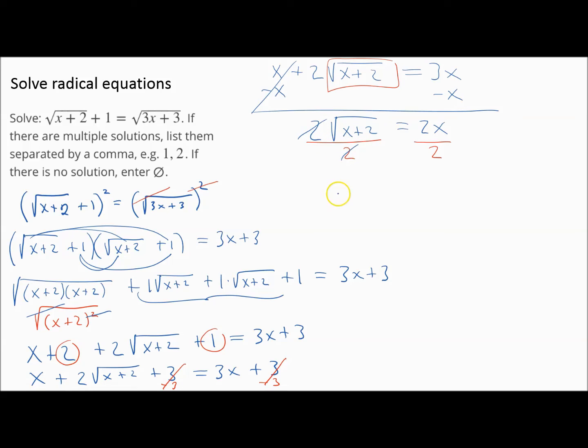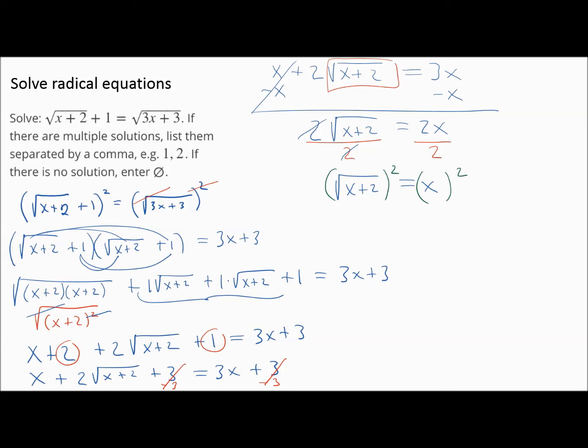Those 2's cancel, and now I have the square root of x plus 2 is equal to x. Now, I know it still looks like a train wreck, but it looks better than what it did to start with. Now, to get rid of the square root, I'm going to do what I did the first go around: I'm going to square both sides. I'm going to square the left, and I'm going to square the right.